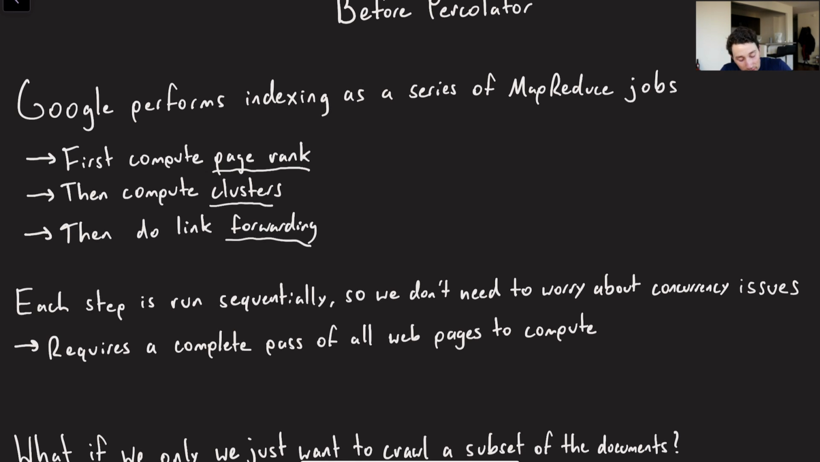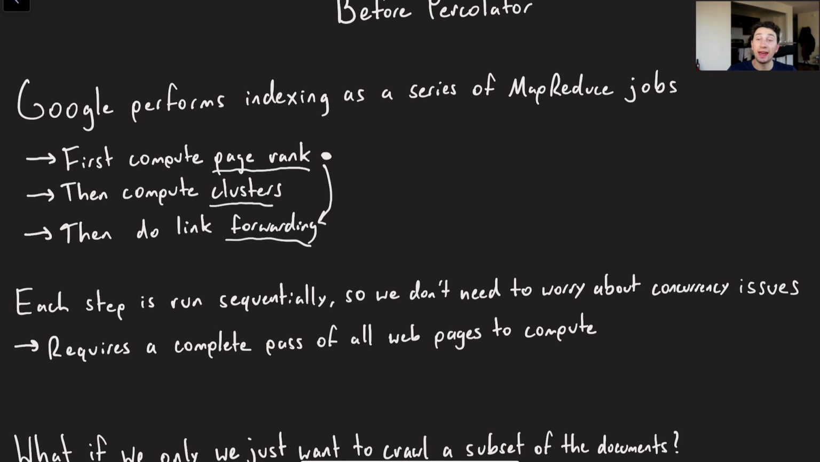So the problem that I mentioned before was that the page rank of a page could in theory change while we're doing our link forwarding or something, right? Well, that's not possible with MapReduce, because the way that MapReduce jobs work is that when you're chaining together MapReduce jobs, you wait for the first MapReduce job to finish completely before doing the second one. And so, for example, you're not going to compute your clusters until the PageRank MapReduce job is completely done.